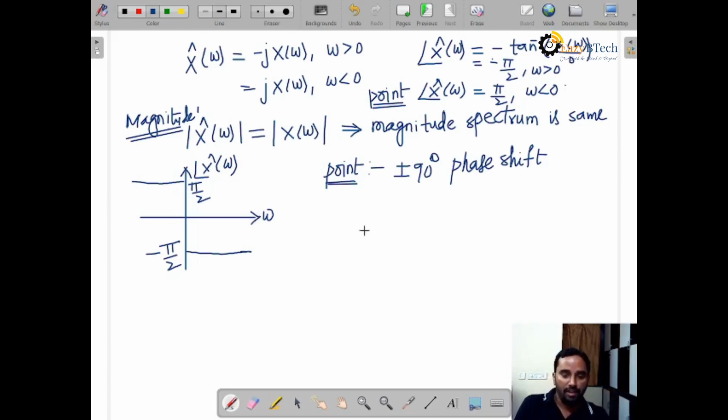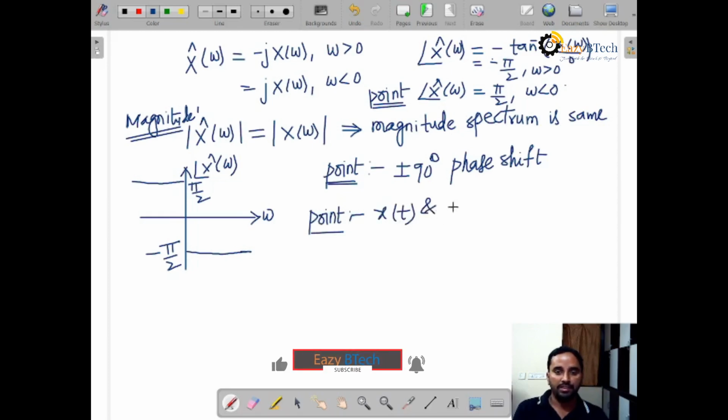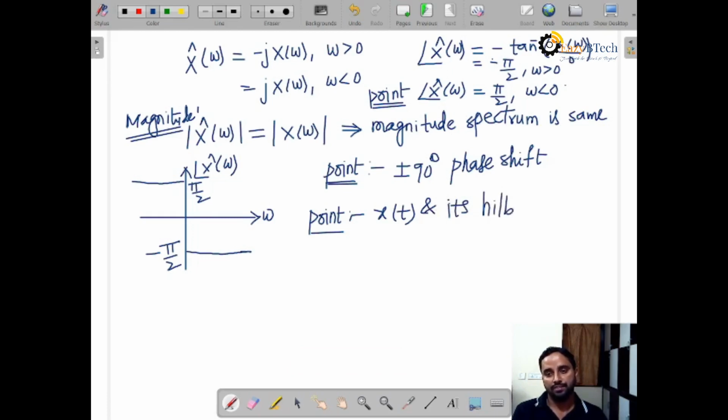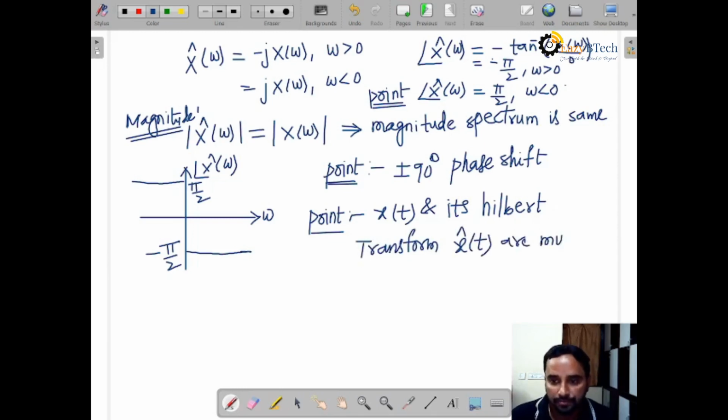And one more important point about the Hilbert transform. x of t and its Hilbert transform, x cap of t, are mutually orthogonal. They are orthogonal, mutually orthogonal.